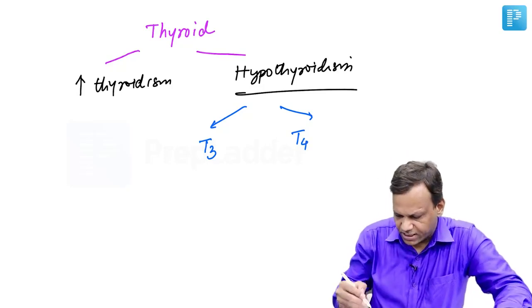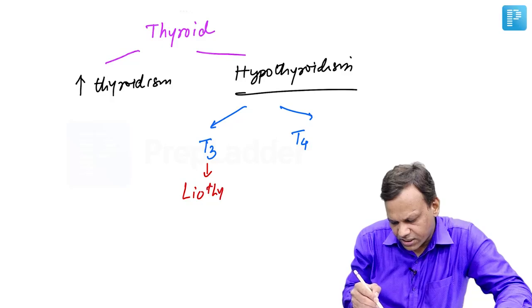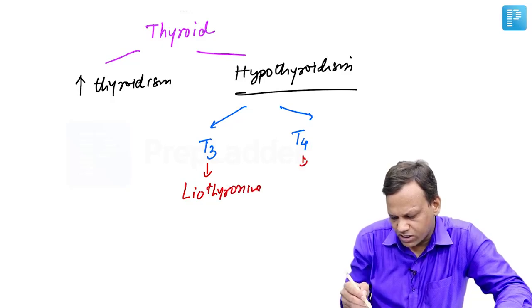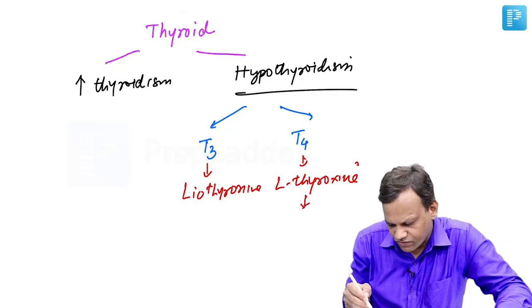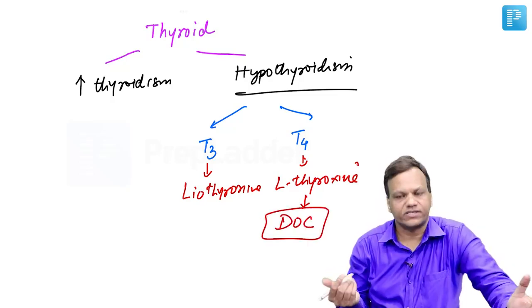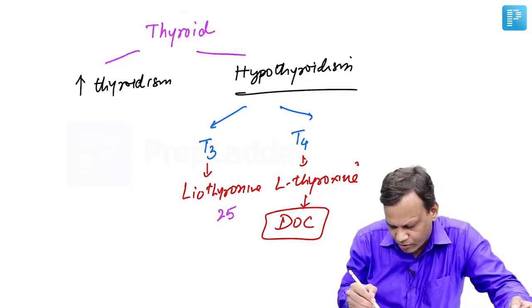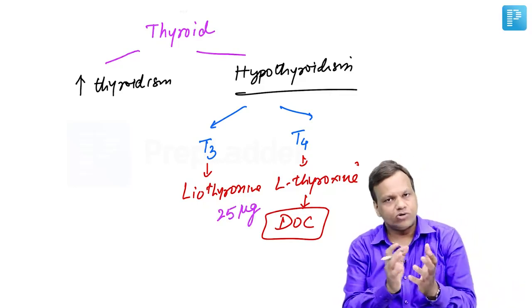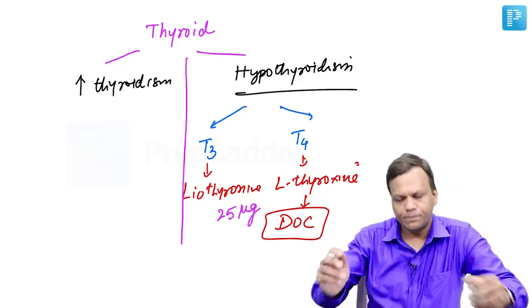The drug which is T3 is liothyronine, whereas the drug which is T4 is L-thyroxine, which is long acting, and L-thyroxine is a drug of choice for every case of hypothyroidism. L-thyroxine is started at a dose of around 25 microgram daily, and gradually the dose should be increased. Okay. Then coming to hyperthyroidism.